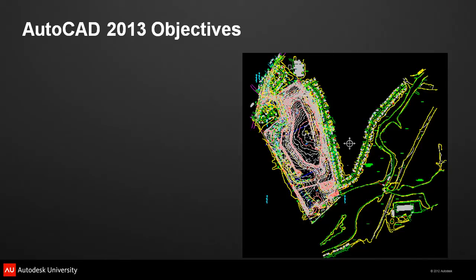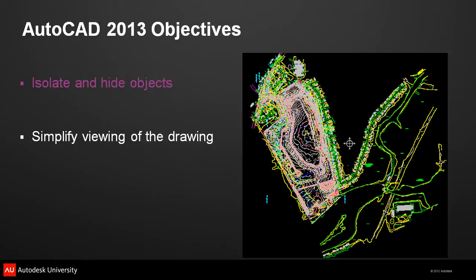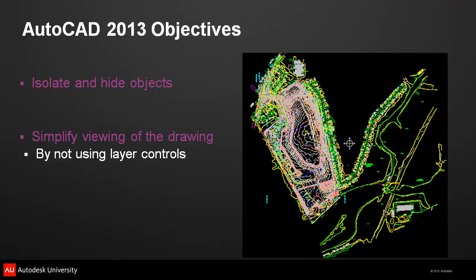If we look at this drawing, the civil drawing is very dense. We can use isolate and hide objects to simplify viewing of the drawing, so it's easier for our design or drafting workflow. And we're not going to use any of the layer controls such as on-off, freeze-thaw, lock, unlock, or even transparency. We're going to use isolate and hide object tools. So let's take a look.